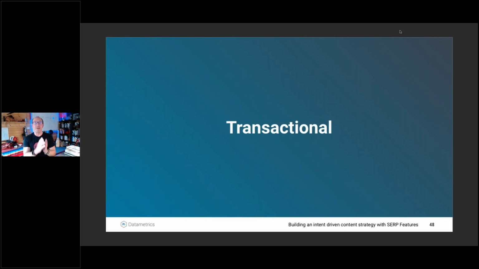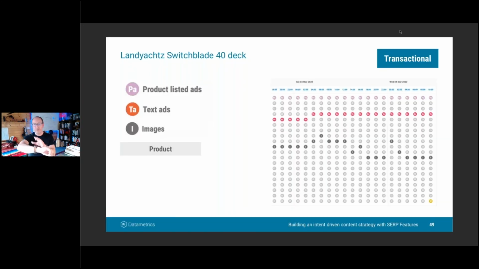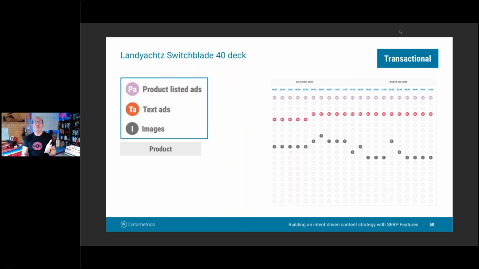Finally, transactional. I'm going to leave the local one to one side for now, but transactional, here's the SERP landscape for transactional. What do we expect to see? PLAs, text ads, and images. Yeah, and they're all there. What about a folder as part of the URL?